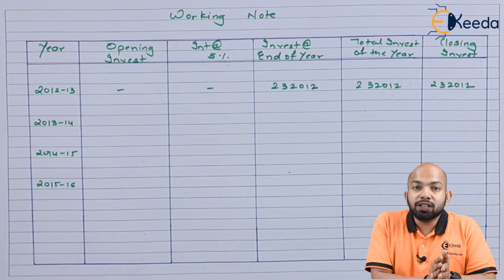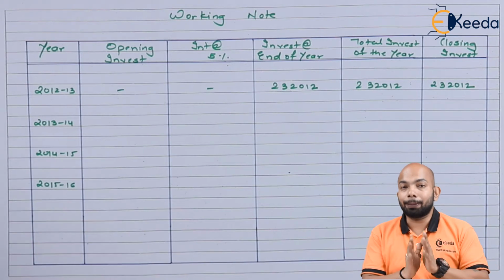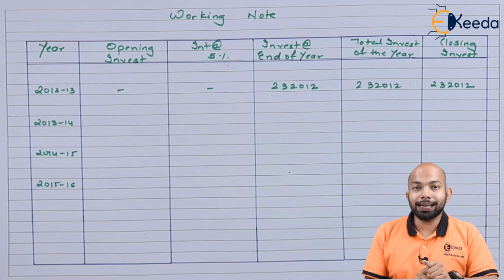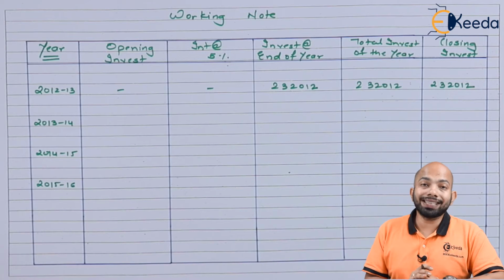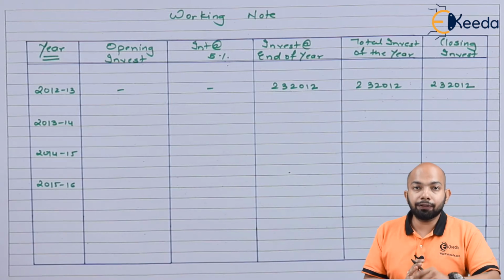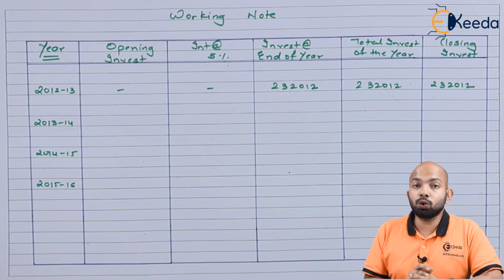So the first year's investment has been mentioned. If you can see, we have prepared certain columns for you. Let's highlight them. The first column shows year, that means the 4 years that we have to deal with. The second column shows the opening investment.